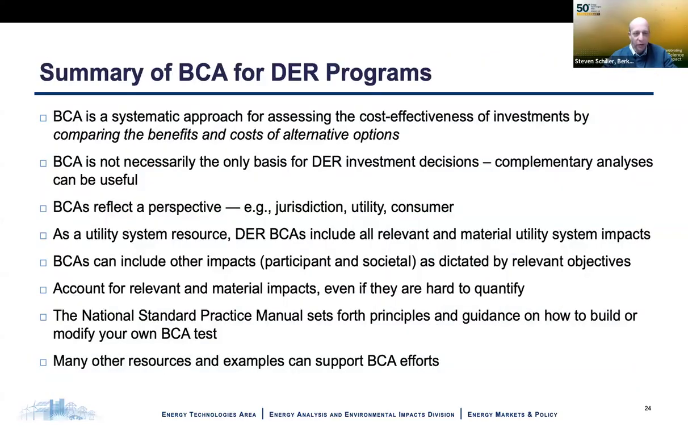So with that, let me just sort of say a summary of this benefit cost analysis. It's a systematic approach. Key here is systematic, for you to come up with your own test that's applicable for your own objectives, for your own goals, for your own policies, applicable within whatever area you're going to be doing this program. It's not necessarily the only basis. Remember, there's complementary analysis to be done.